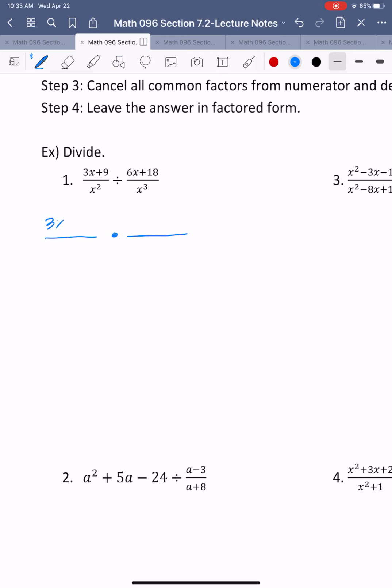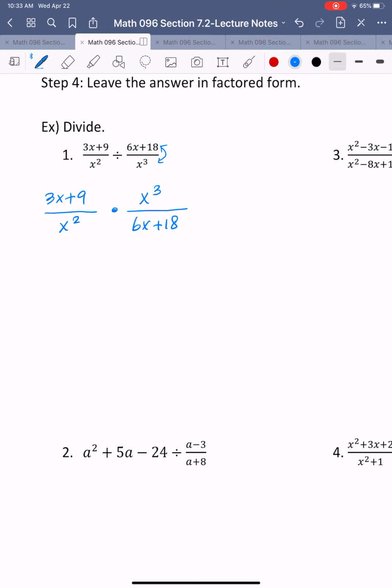So how to do that. So first 3x plus 9 over x squared stays the same. And then the second one we need to flip, which is x cubed over 6x plus 18. Now, you do exactly the same as multiplying two rational expressions. So, you need to factor. So, factor 3x plus 9. You can pull out 3 of x plus 3. X squared is in factor form. X cubed is in factor form. And then 6x plus 18, you pull out 6 as a GCF and plus 3. And then time to cancel. So cancel, 3 goes 1, and 6, 2. X plus 3 cancels.